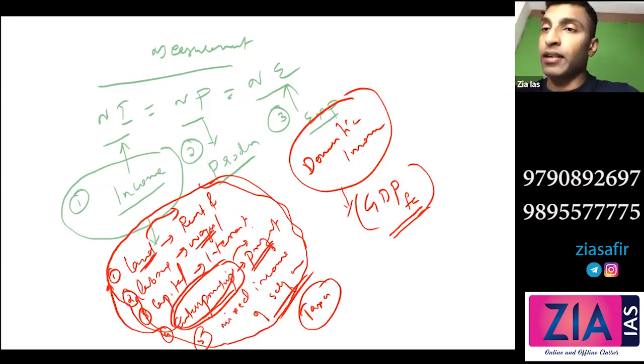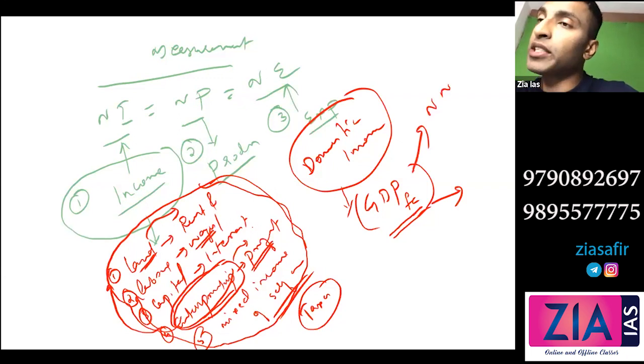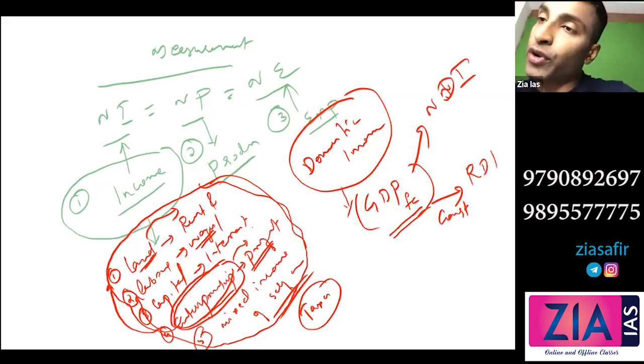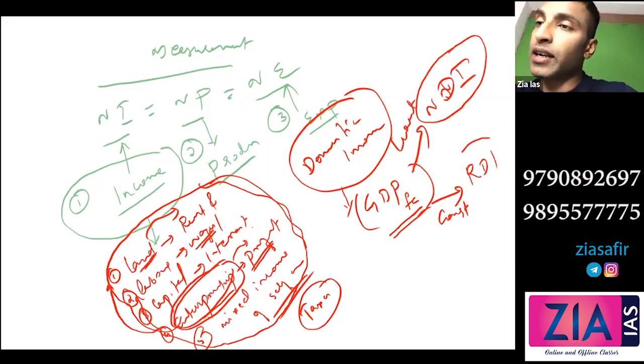And this also can be taken at current prices and constant prices. So if you go for current prices, that is nominal domestic income. If you go for constant prices, that is real domestic income. Okay, so current prices, nominal domestic income; constant prices, real domestic income. Any doubt here? So when you're adding up everything, what you get is the domestic income. That is nothing but GDP.